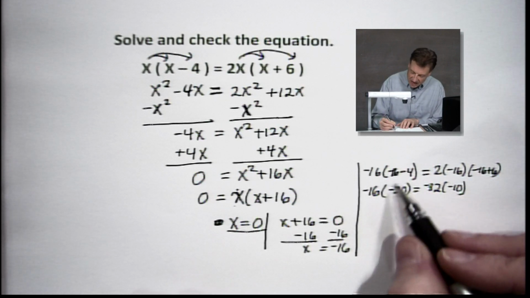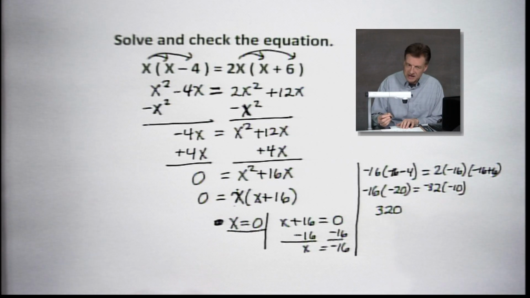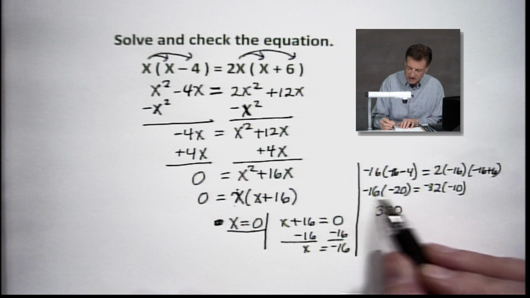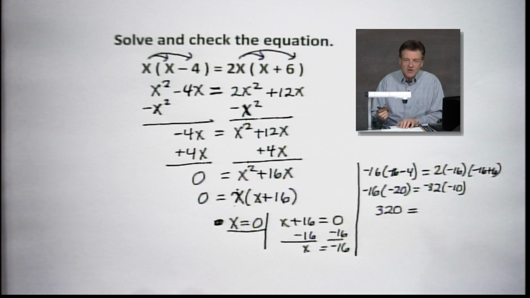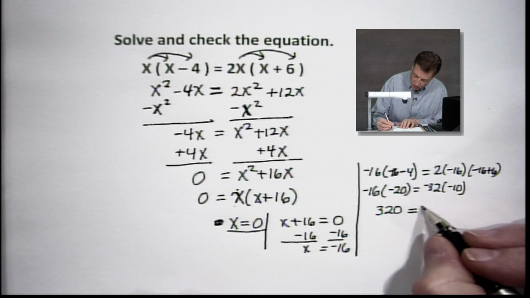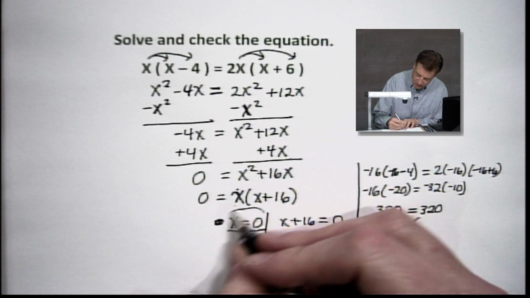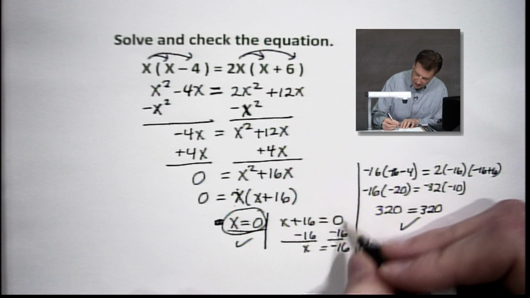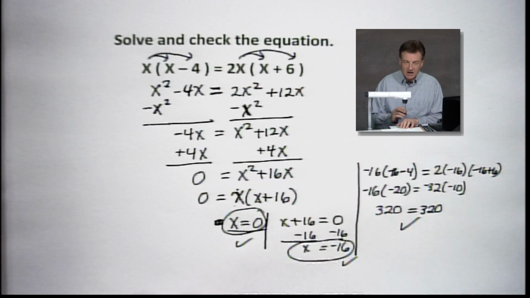Looking at this, I'm going to get 320 on the left side. That's pretty big, isn't it? But that's what 16 times 20 is. Remember, negative times negative is positive. And over here, I've got negative 32 times a negative 10, which gives us a positive 320, and it checks. So both of these check out. That negative 16 right there, it checks out all the way through.